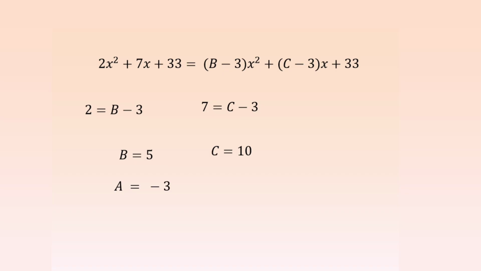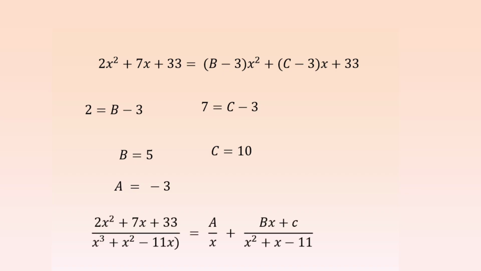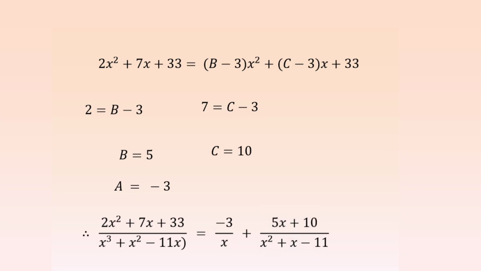Once we are able to solve for b, c, and a, where we know that a is -3, then it becomes easy. We are done. All we do is substitute these values into the general equation. We put -3 in place of a, 5 in place of b, and 10 in place of c, and that resolves everything. Doing the substitution quickly gives us -3 on x plus 5x plus 10, divided by x squared plus x minus 11.